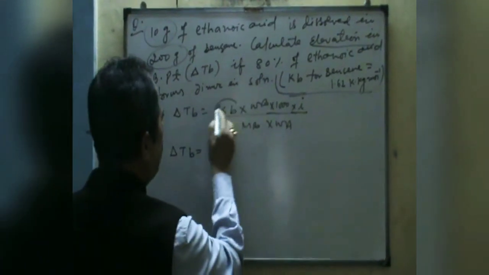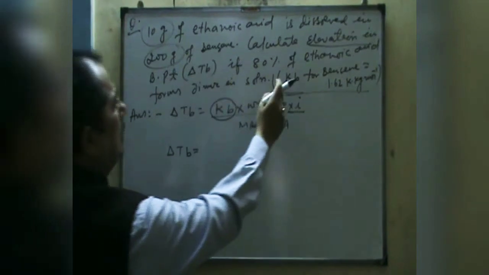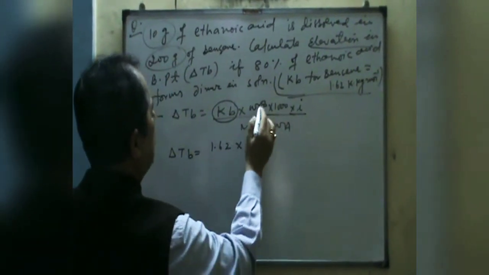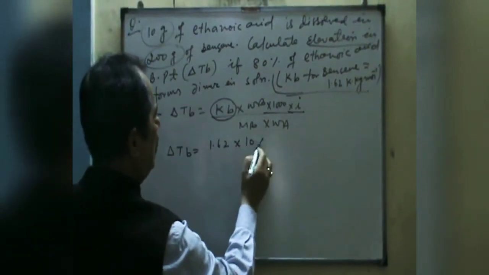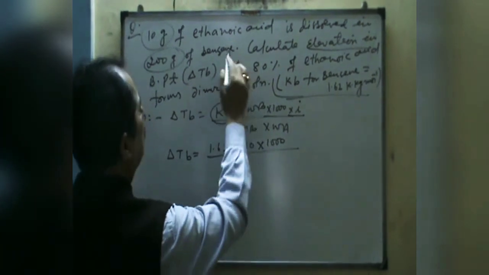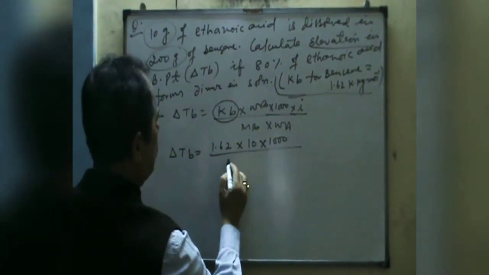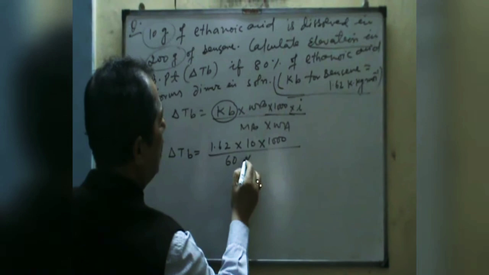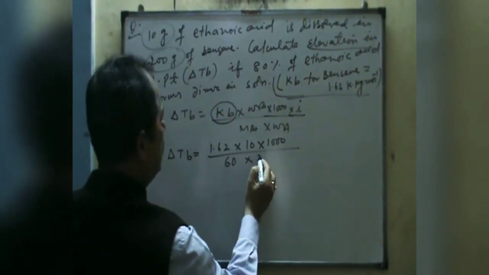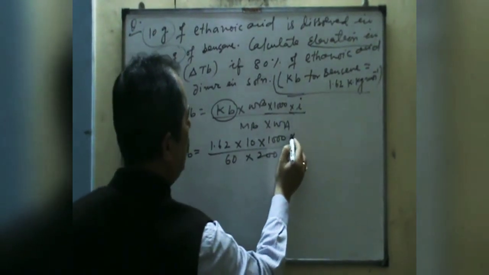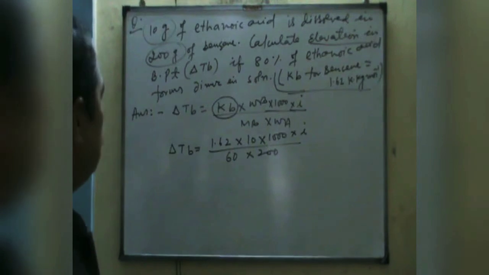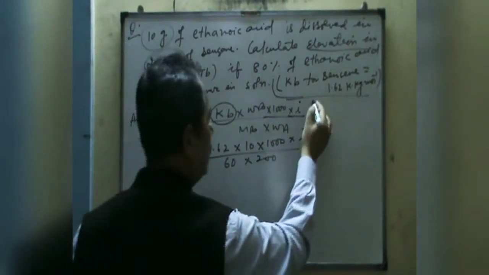Delta Tb. Kb is how much here? This is what Kb for benzene is, 1.62. Given mass of solute, 10 multiplied by 1000, upon molar mass of ethanoic acid, 60, into given mass of solvent. But we don't have the i. What is to be i here? How can you calculate i?